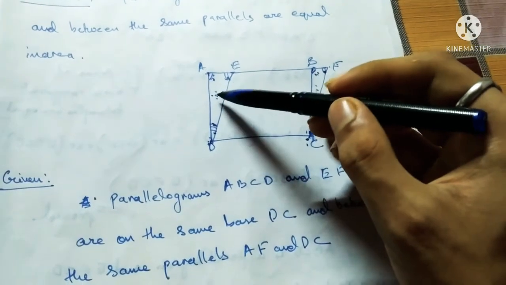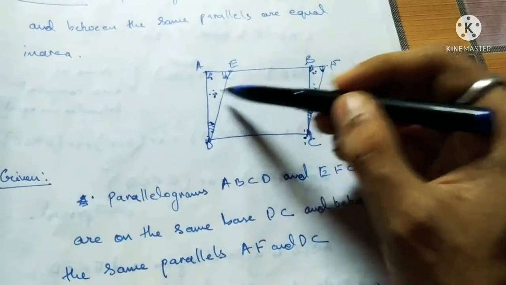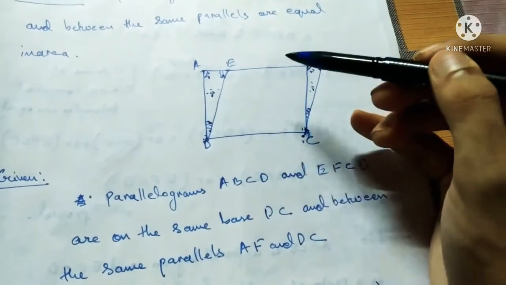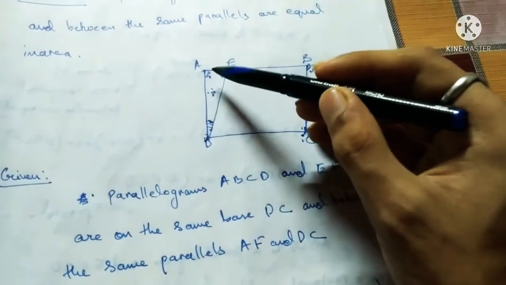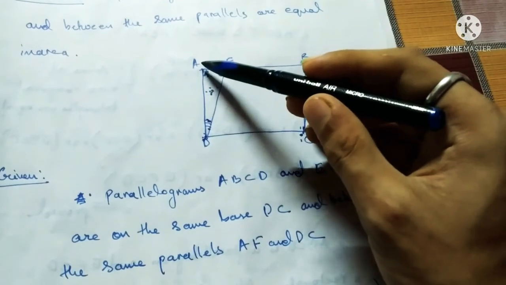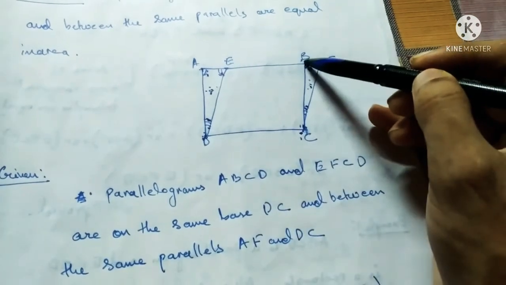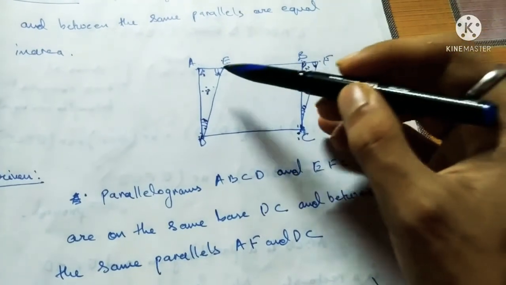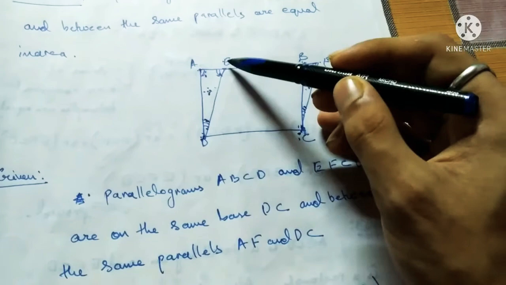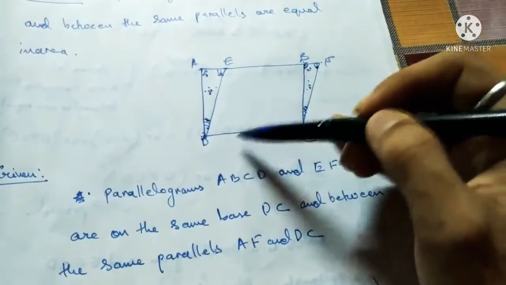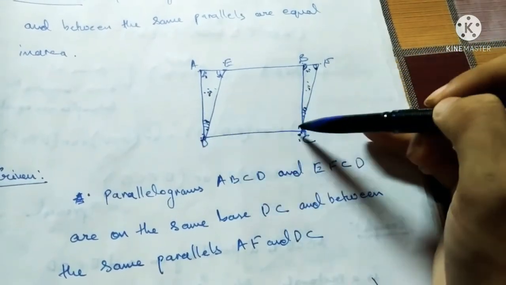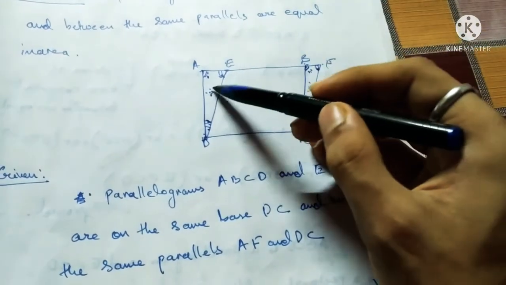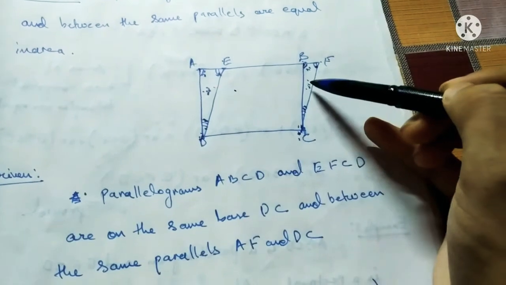Now since these two triangles are congruent, their areas also will become equal. So I can say that area of ADE is equal to area of BCF. And then the last thing I will do is add this portion area, that is EDCB. I will add it to this triangle area, and I will add it to this triangle area also.